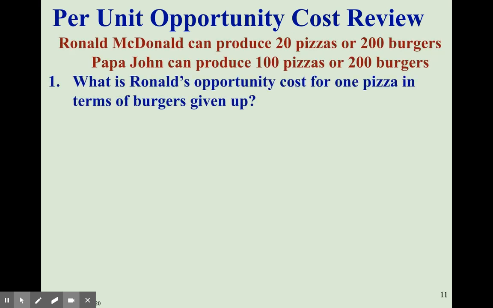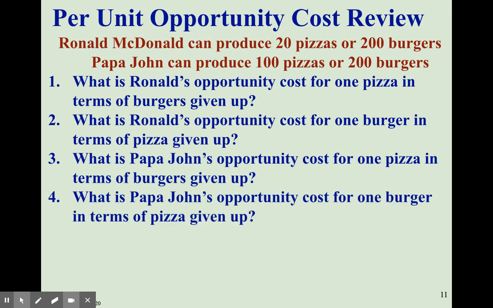So if we take the example of Ronald McDonald and Papa John, let's say Ronald McDonald can produce 20 pizzas or 200 burgers, and Papa John can produce 100 pizzas or 200 burgers. Well, what is Ronald's opportunity cost for one pizza in terms of burgers given up? One pizza costs 10 burgers. And what is his opportunity cost for one burger in terms of pizza given up? One burger costs 1/10 of a pizza.